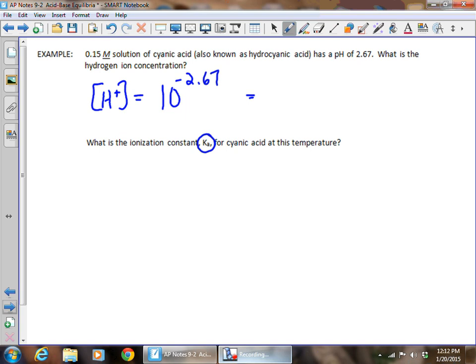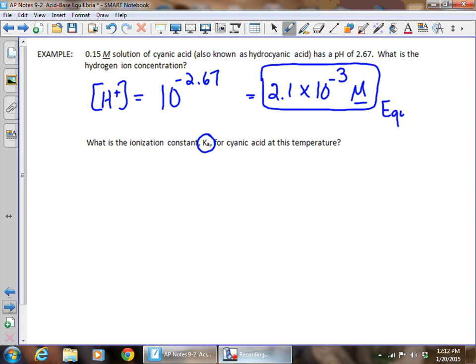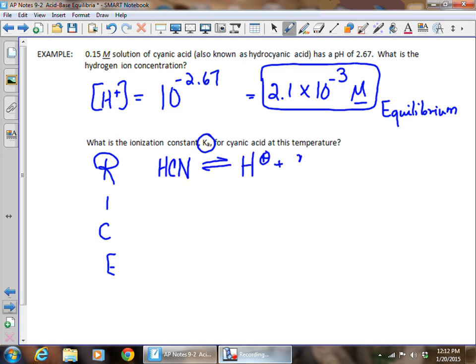So our hydrogen ion concentration here ends up being 2.1 times 10 to the negative third molar. Okay, so that's our hydrogen ion concentration. And that's our very important thing to know. This is our equilibrium hydrogen ion concentration. That's very important because now we're going to do the RICE equation for this acid, and hydrocyanic acid, HCN, is going to partially dissociate into H plus and CN minus.